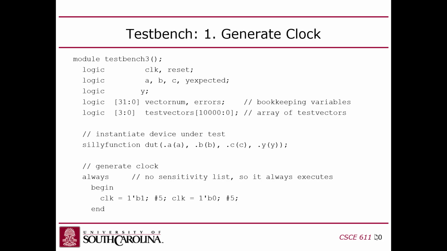So then I instantiate the silly function as my design under test, and this time I used the proper syntax for wiring that up. Then I have an always block. The always sets clock to 1, it delays 5 units, it sets clock to 0, it delays 5 units, and then it ends. But because this is an always block with no sensitivity list, it runs infinitely. This is the only time that we're going to be using just always. Remember I told you that you should have always comb or always flip-flop. This is just an always.